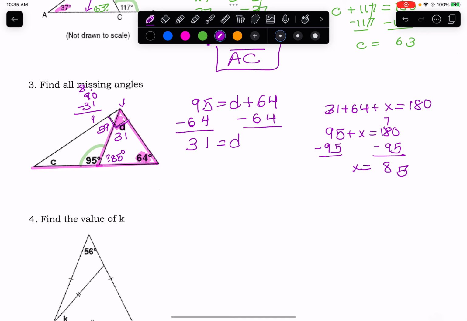And now to find C: C plus 59 plus 95 is 180. We add 59 plus 95, which gives us 164. If you go to 180, subtract 164 from 180. So C is equal to 26 degrees.